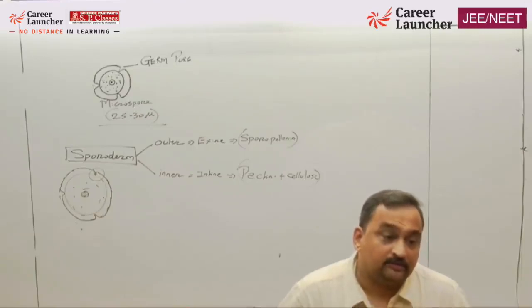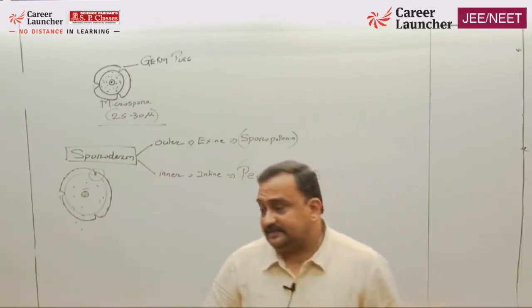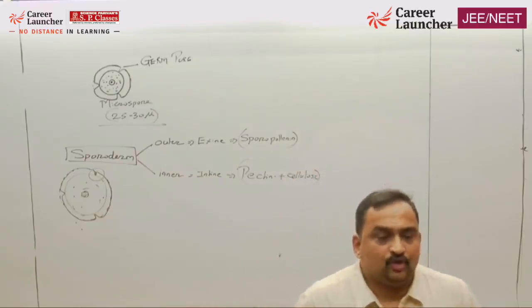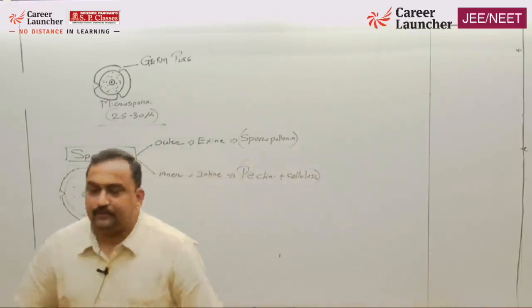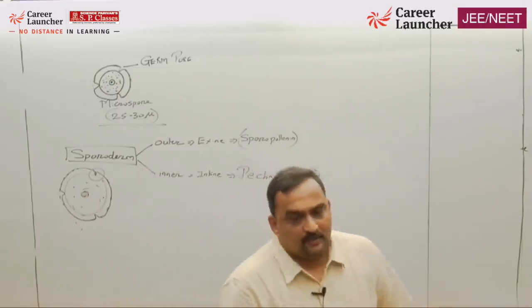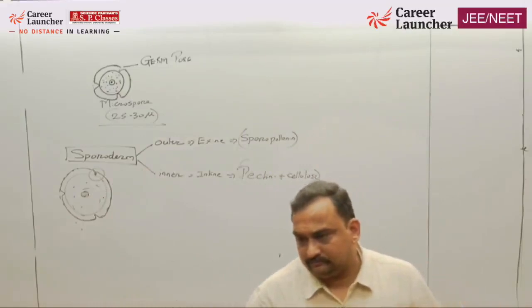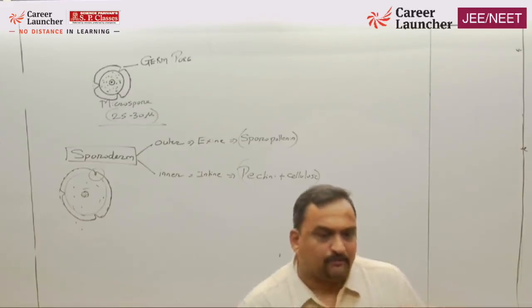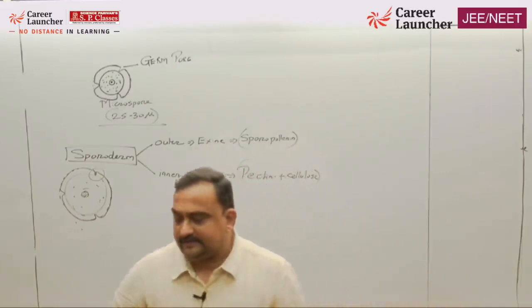It is about 25 to 30 micron in size. It is externally covered by sporoderm. The sporoderm consists of two layers.